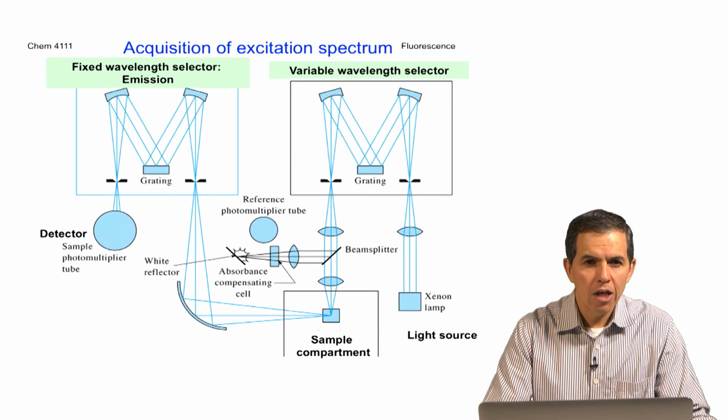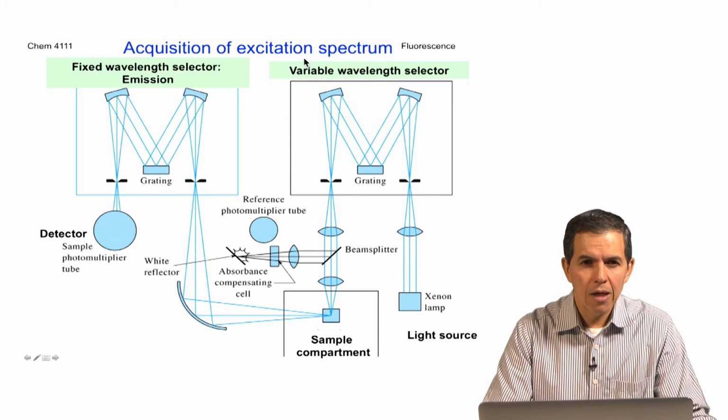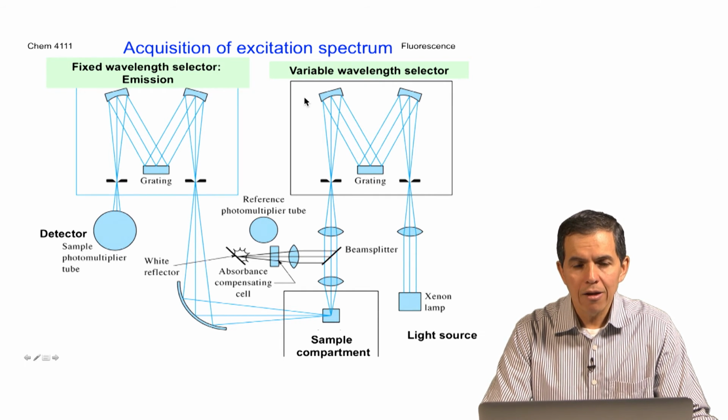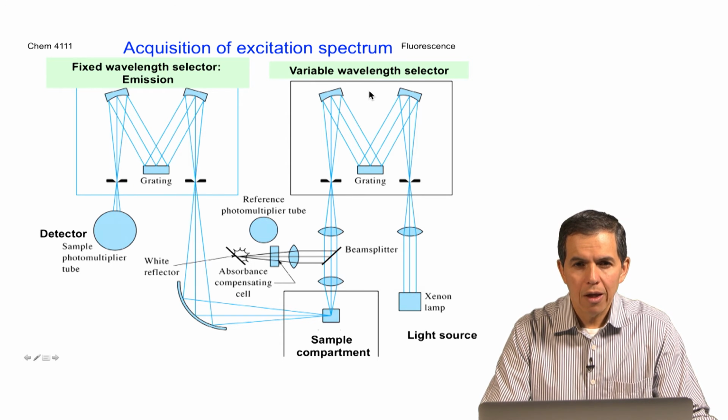The other way is by obtaining an excitation spectrum. Here, we reverse the relative use of the monochromators. We can fix the wavelength selector for emission, that is the one that will collect or select the fluorescence, and we will vary the wavelength selector for excitation, leading to the acquisition of an excitation spectrum.